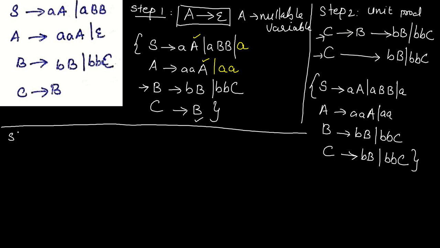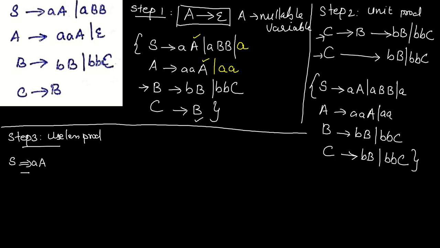Now step 3. In step 3, you have to find useless productions first. So how do we find a useless production? You take every production in your grammar. So I start with S gives A, and try to derive a string.